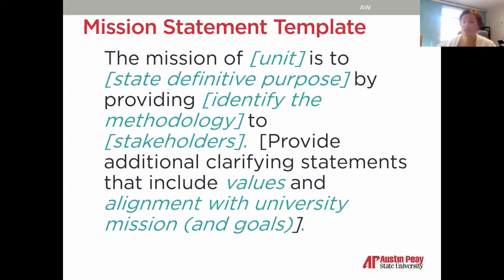We have a little template, so if you don't know where to start, this is a good place to start. It kind of helps you just plug in things, language that you might actually have in other places to create what is a basic mission statement.